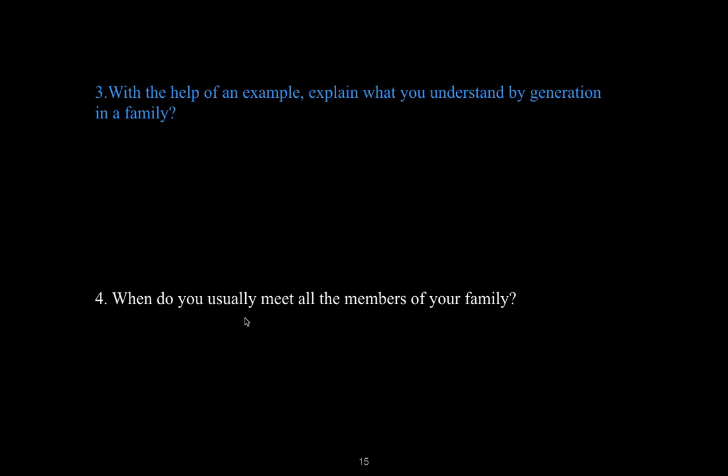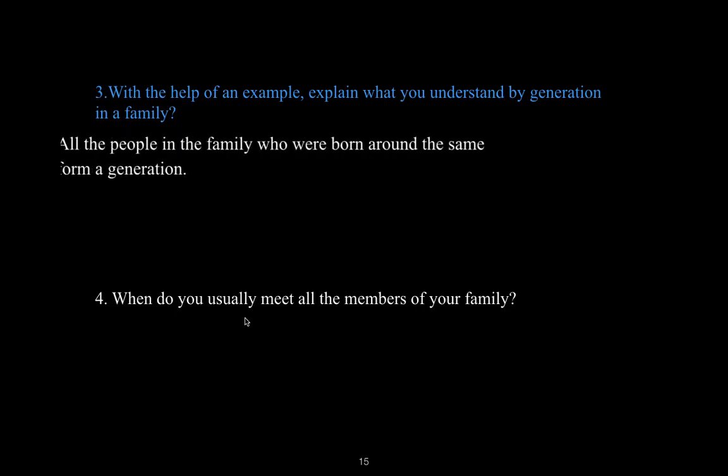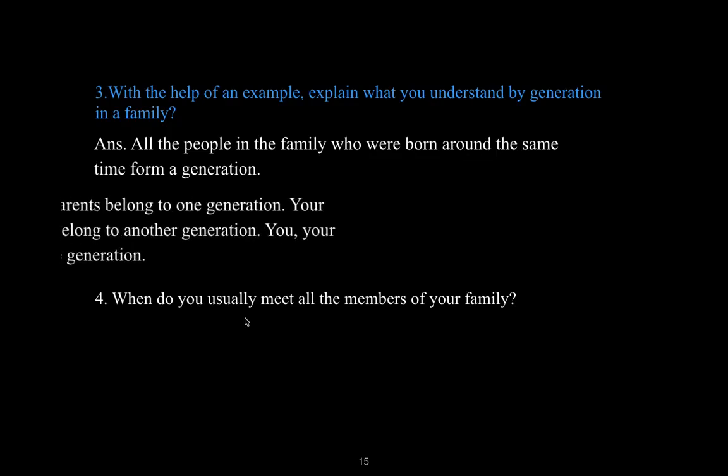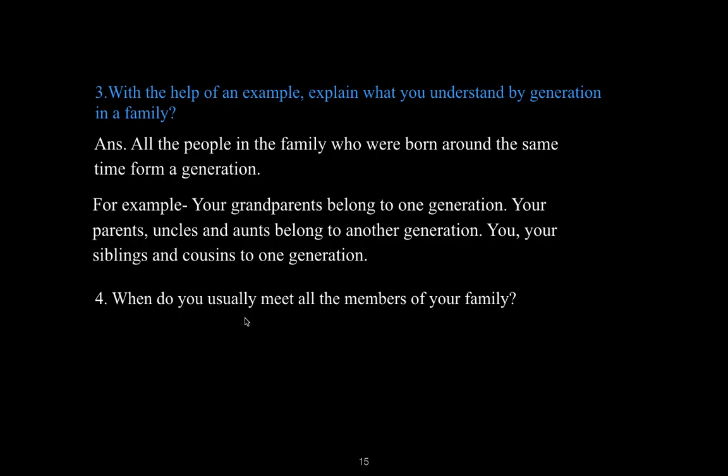Let's move on to the third question. With the help of an example, explain what you understand by generation in a family. Okay. So the definition of generation is all the people in the family who were born around the same time form a generation. Now can you quote an example? Right. Your grandparents belong to one generation. Your parents, uncles and aunts belong to another generation. Whereas you, your siblings and cousins belong to another generation.